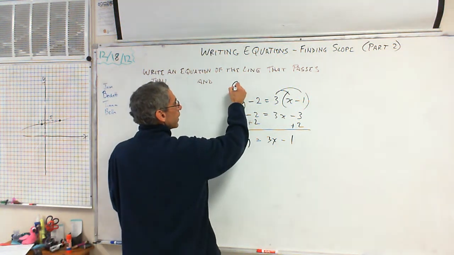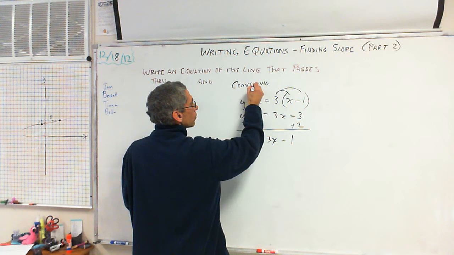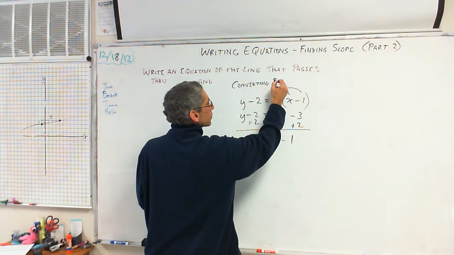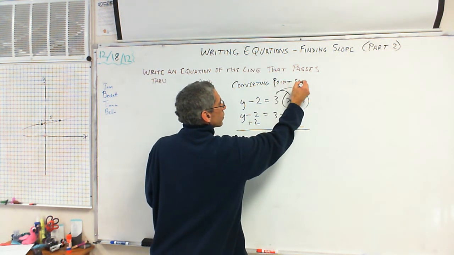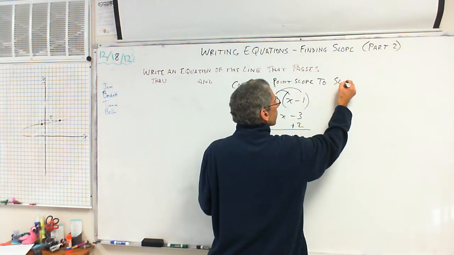Yeah. That's what this is called. This is called converting. Just so you have it, if you want to put it in your notes, converting. What is it? Point slope to slope intercept. Right.